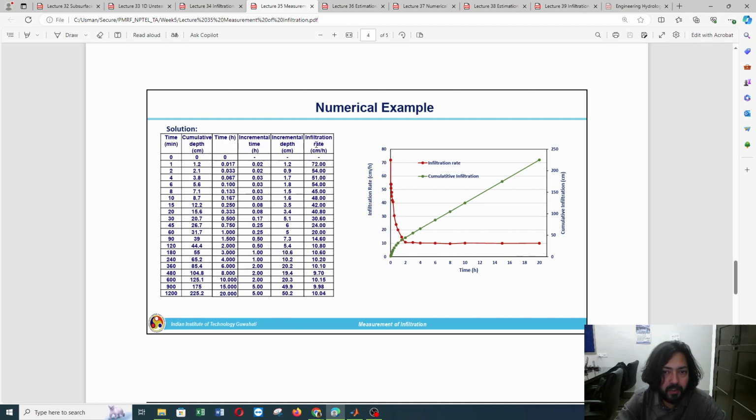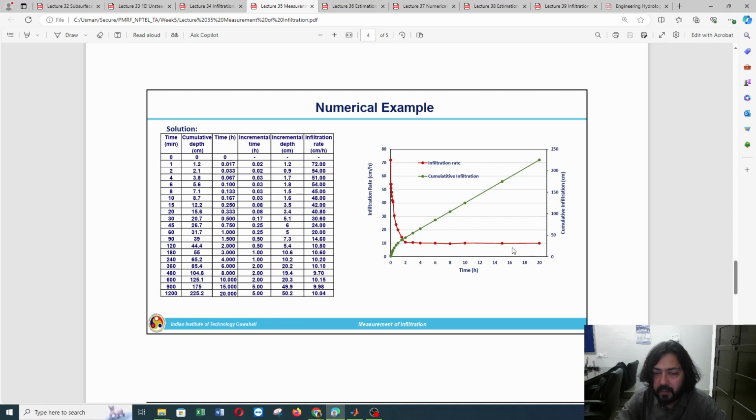This is the plot. If you look at the plot here, they have plotted infiltration rate. The red curve is nothing but the infiltration rate. What you can say is that initially the infiltration rate was very high for the first minute, right? And after a certain point of time, let us say after 14 hours, the infiltration rate becomes constant.